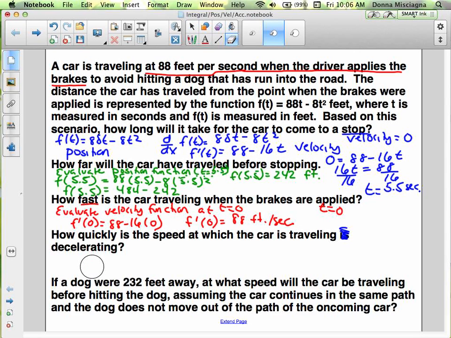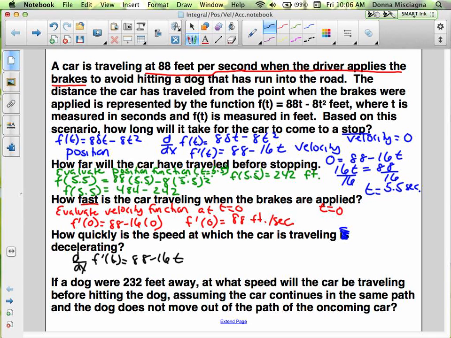I'm trying to color code it so everything's in a different color, so I'm going to write in black. We're going to differentiate the velocity function: d/dt of f prime of t equals 88 minus 16t.